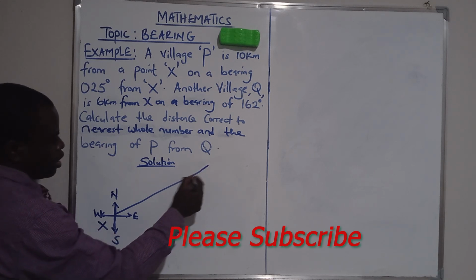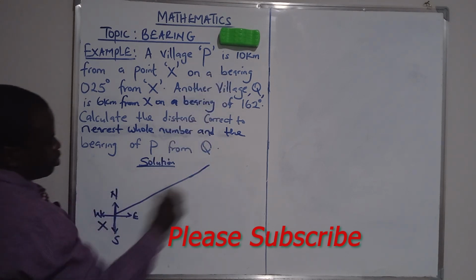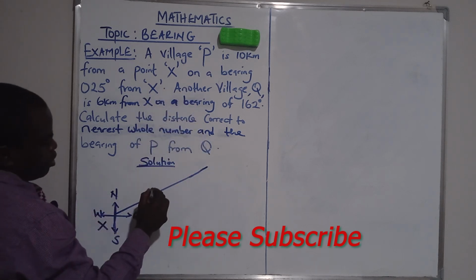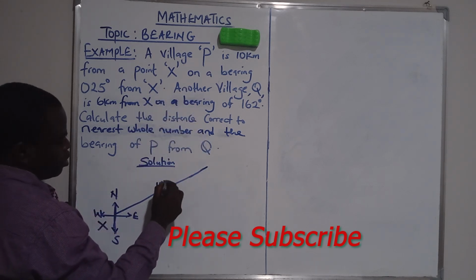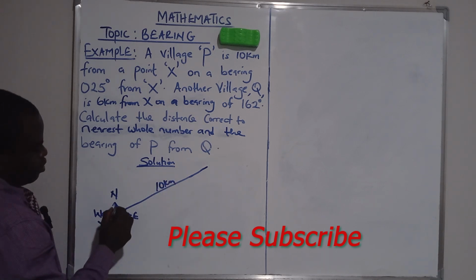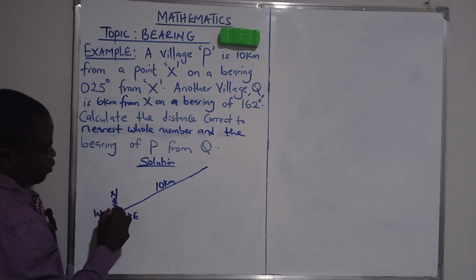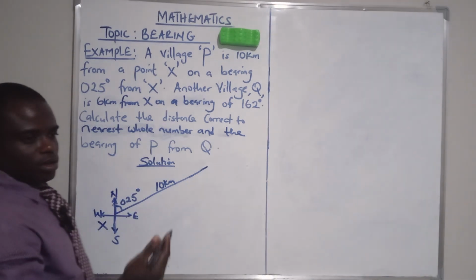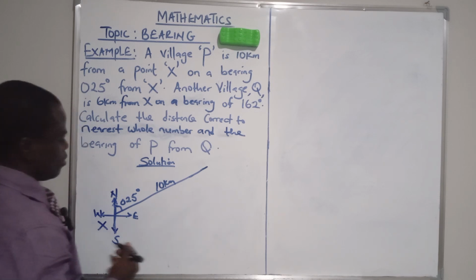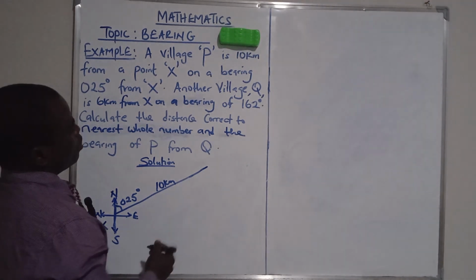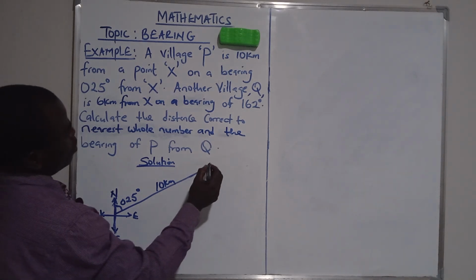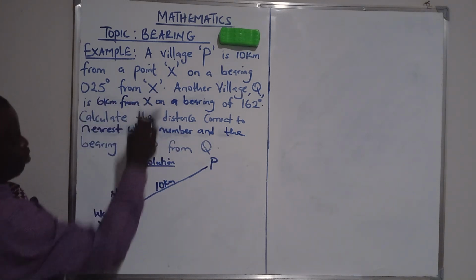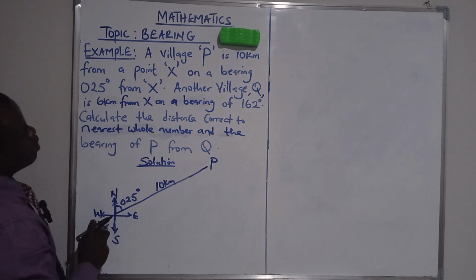Make sure that the line for the longer distance is longer than the one that is shorter, because it is 10 kilometers, and the bearing is 25 degrees. You have to write 025 degrees to make it 3 significant figures. It's very important in bearing. And we are told that P is at this point, P from X.